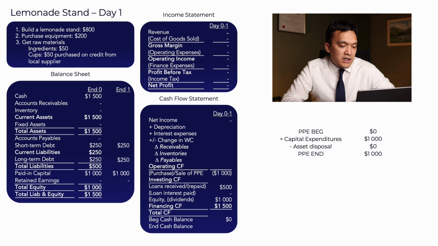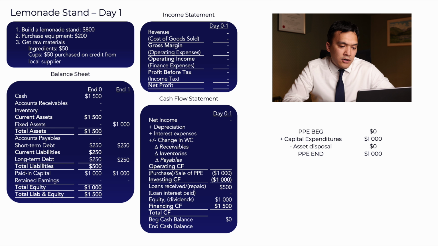So we reflect on the cash flow statement that we have an outflow of $1,000 to purchase our fixed assets. So our investing cash flow is minus $1,000. And on the balance sheet we can show that our fixed assets at the end of day 1 are $1,000.